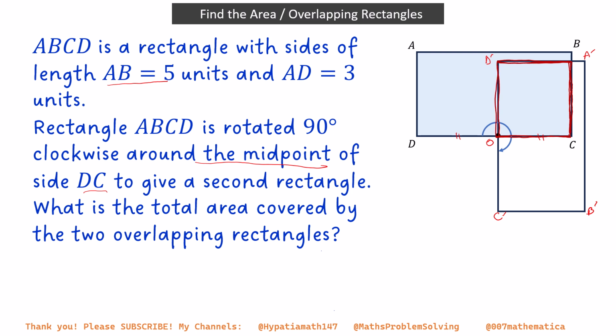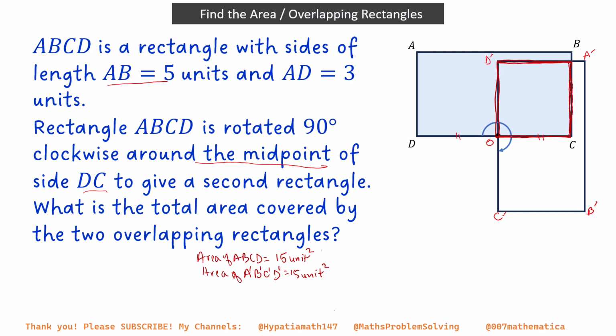So we know the area of ABCD would be 5 times 3, 15. So the area of ABCD would be 15 units square, and the area of A dashed, B dashed, C dashed and D dashed would also be the same, 15 units square. So the part that's common to both the rectangles, their overlapping area, is what we need to find.